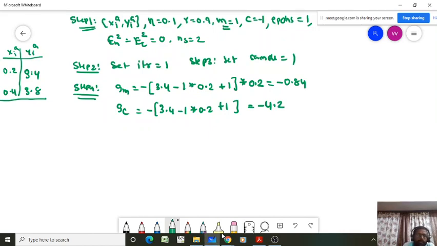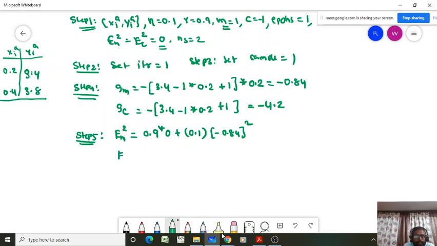Right? Now after step 4, you have to go to step 5, where we are going to calculate the exponential decaying average of squared gradients, that is Em2. That's equal to gamma 0.9 into the exponential decaying average of the previous one, that's equal to 0, plus 1 minus gamma, that's 1 minus 0.9, 0.1, into gm square, that is minus 0.84 whole square.